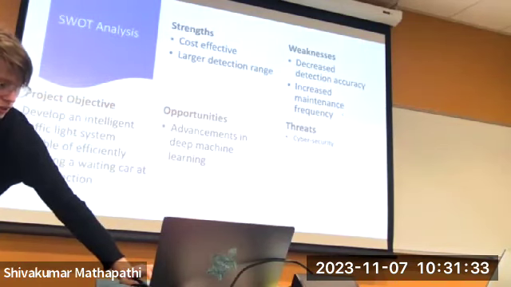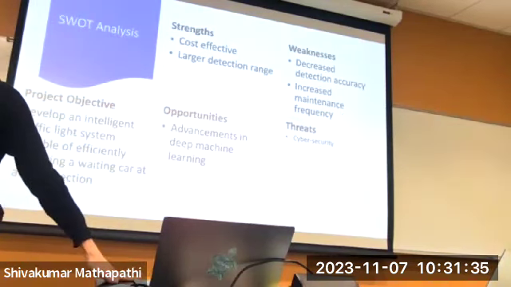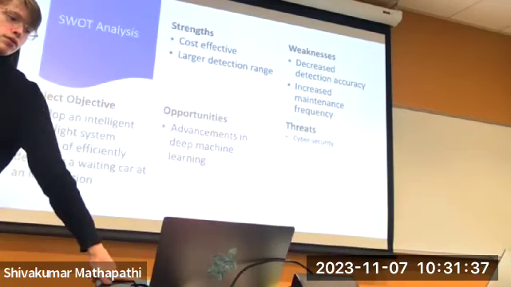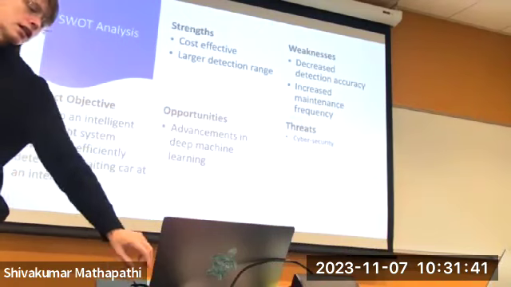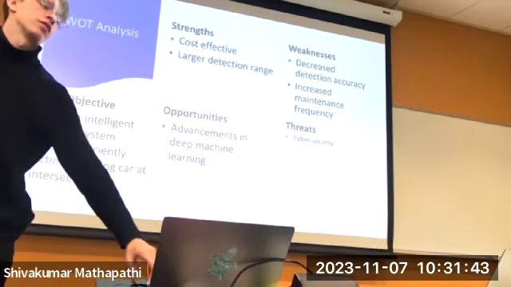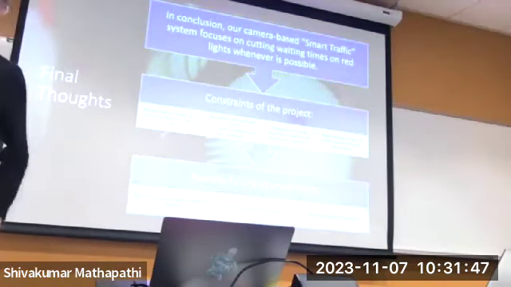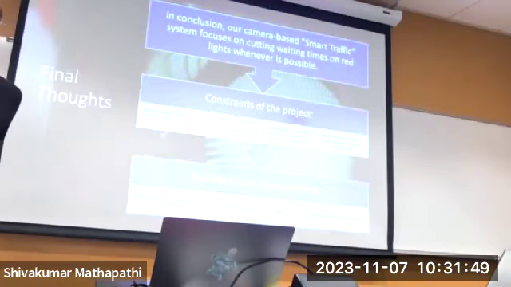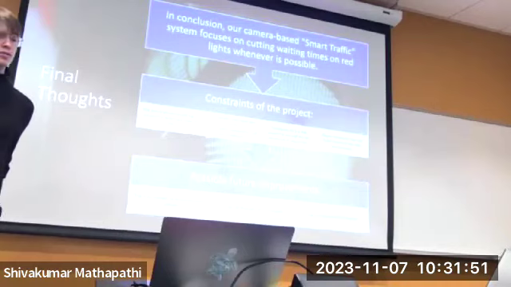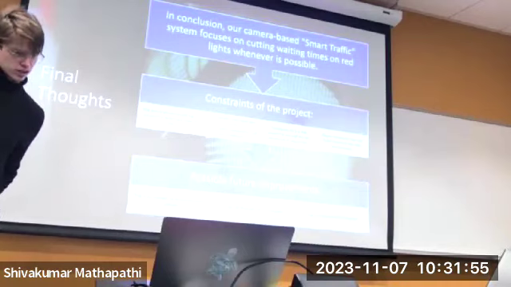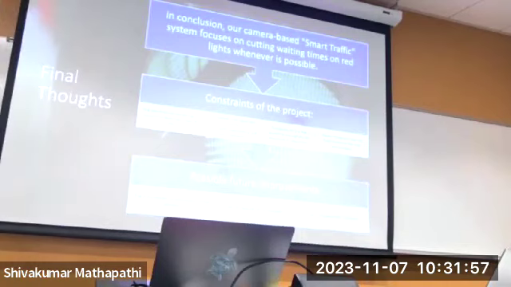Our project objective is to develop an intelligent traffic light system capable of efficiently detecting a waiting car at an intersection, allowing it to pass, decreasing traffic wait time as a whole. Final thoughts. In conclusion, our camera-based smart traffic system focuses on cutting waiting times on red lights whenever possible.